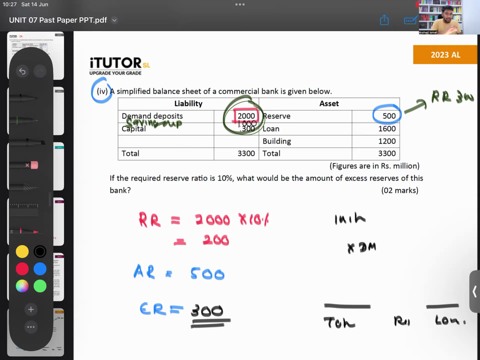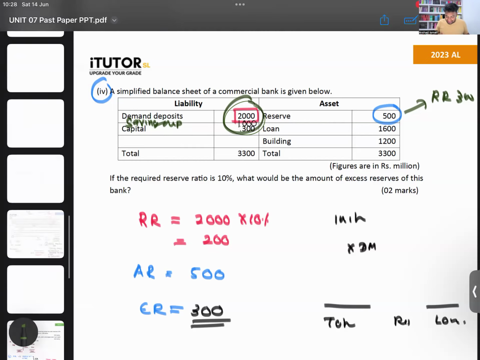Then maximum loans will be the balance, whatever excess reserves they have. I'm just saying, required reserve has to be calculated on the total deposits. Usually in your paper they give demand deposits only, but let's say they give other line items like savings deposits. SRR has to be calculated on that. Yes, SRR is common for all deposits, correct. Okay, so that is all the questions from credit creation.